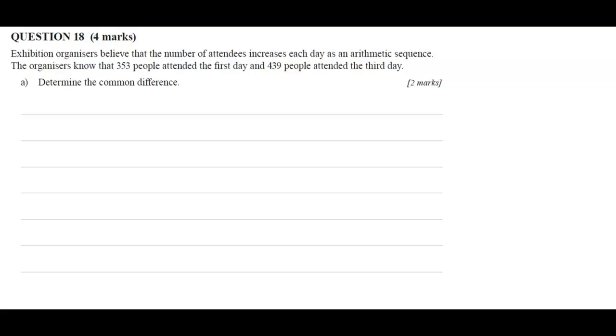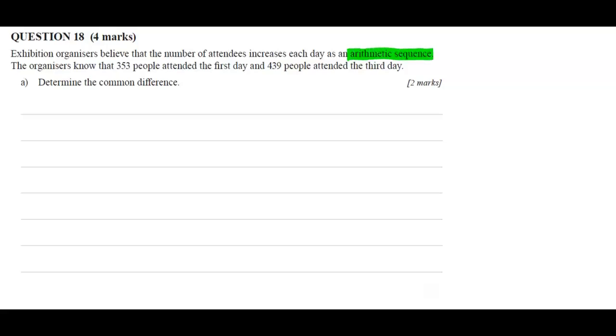Question 18. Exhibition organizers believe that the number of attendees increases each day as an arithmetic sequence. The organizers know that 353 people attended the first day and 439 people attended the third day. Determine the common difference. Okay, so looking at this question, straight away it says we have an arithmetic sequence.